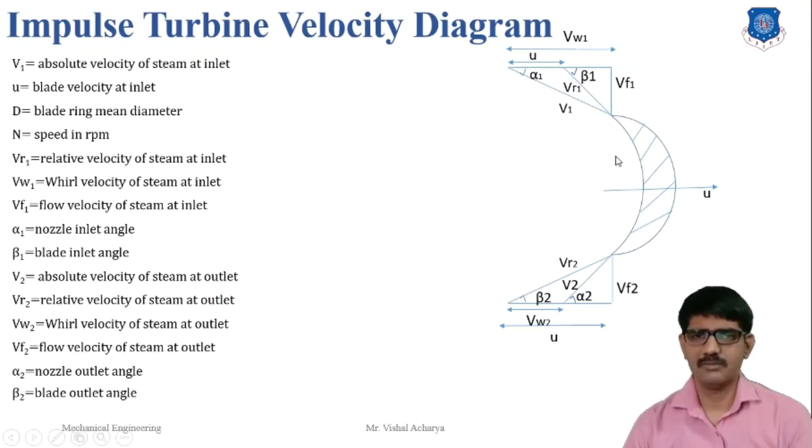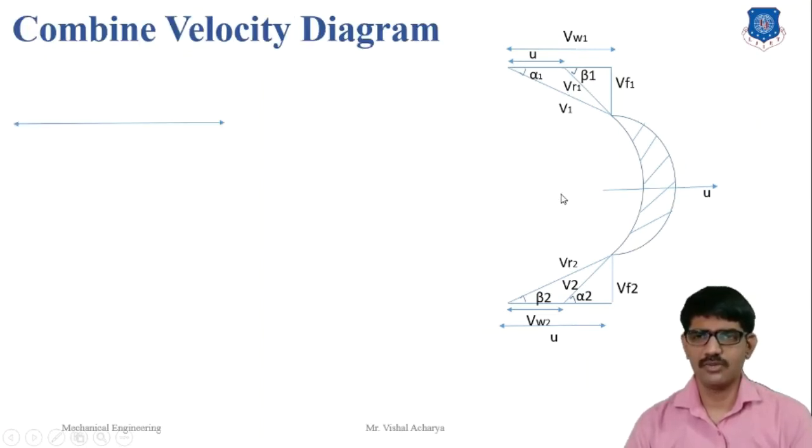If the blade is symmetrical, beta 1 is equal to beta 2, and if the blade is unsymmetrical, beta 1 is not equal to beta 2. When blade friction losses are zero or negligible, the relative velocity Vr1 is equal to Vr2. Second, how to draw the combined velocity diagram. For the combined velocity diagram, one parameter is common: the blade velocity u is common to the inlet and outlet.